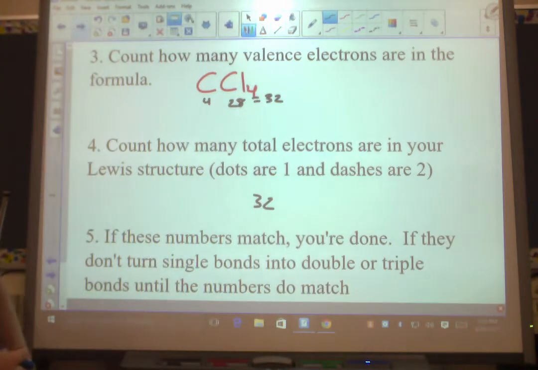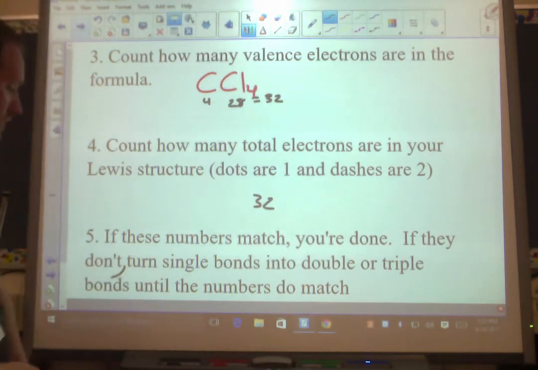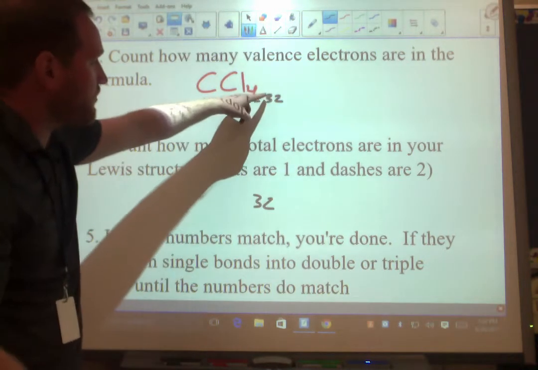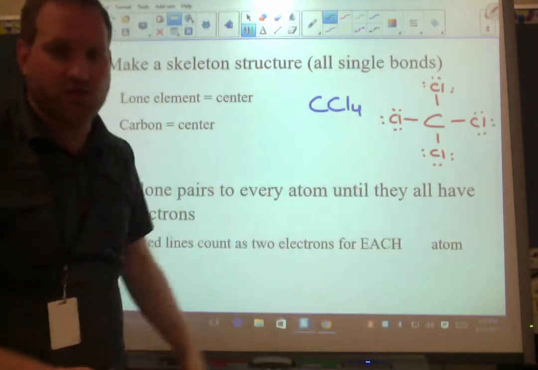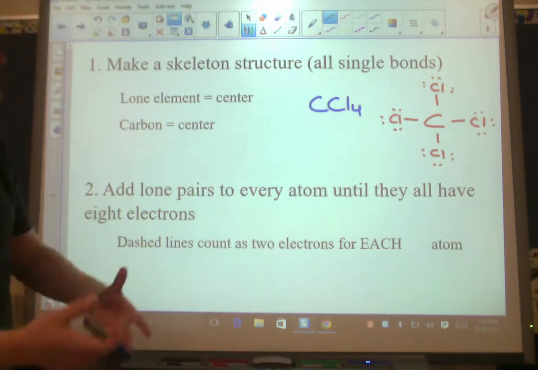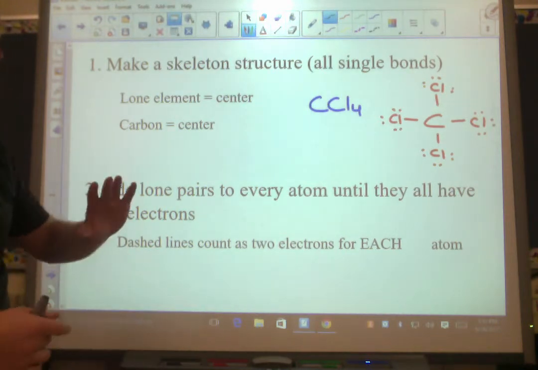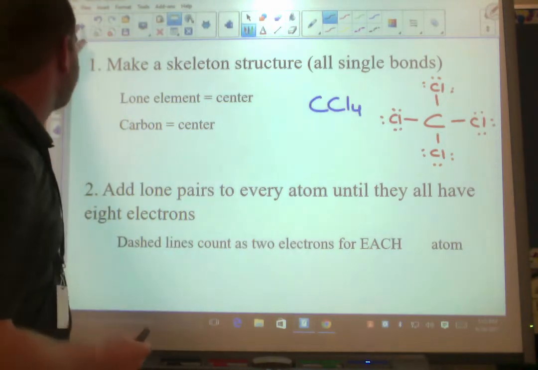If these numbers match, you're done. If they don't, turn single bonds into double or triple bonds until the numbers do match. So in this case, we have 32 and 32. We're done. So therefore, this is in fact the correct Lewis structure for CCl4. But if they don't match, we're going to have to turn single bonds into double or triple bonds, and we'll go over some examples of how we do that.